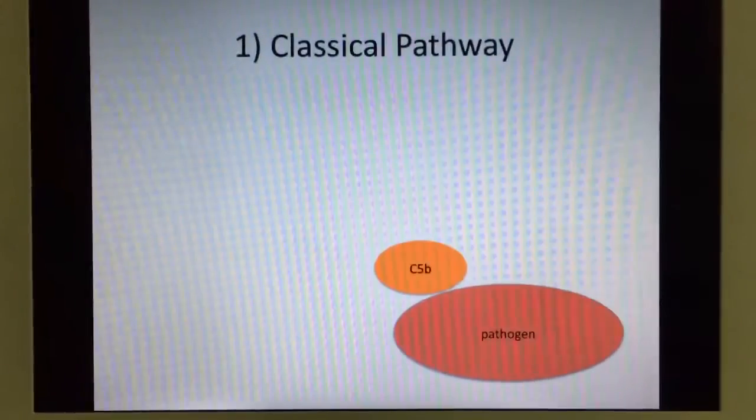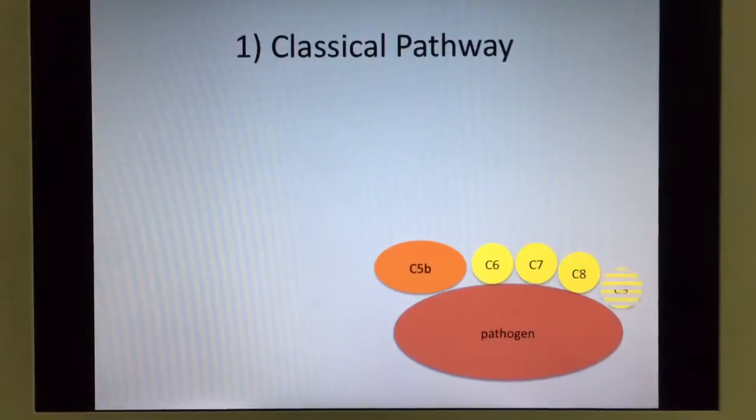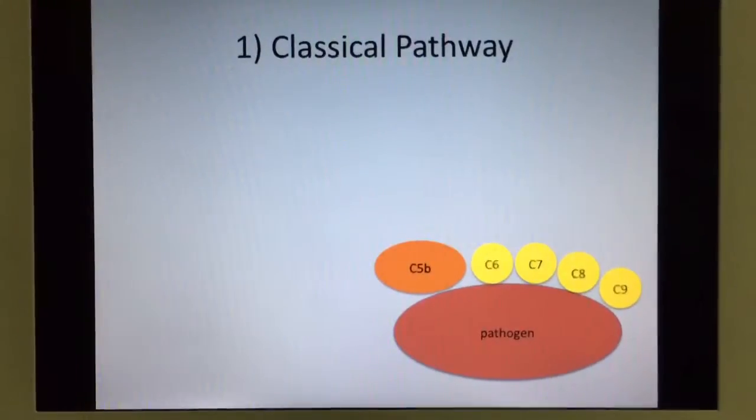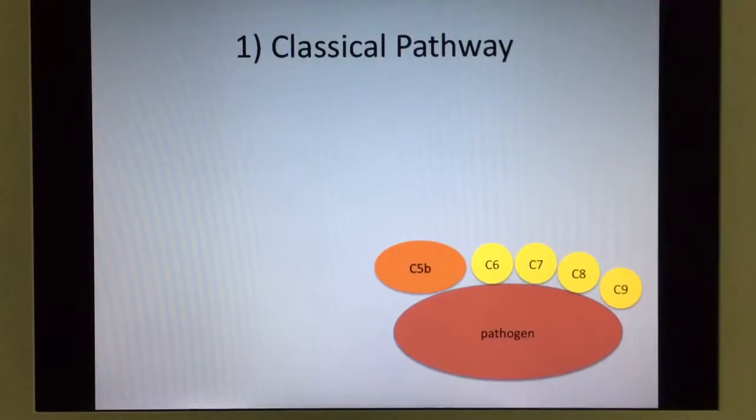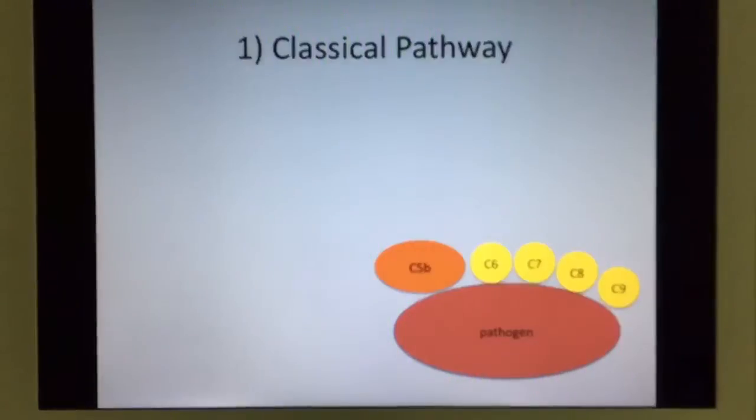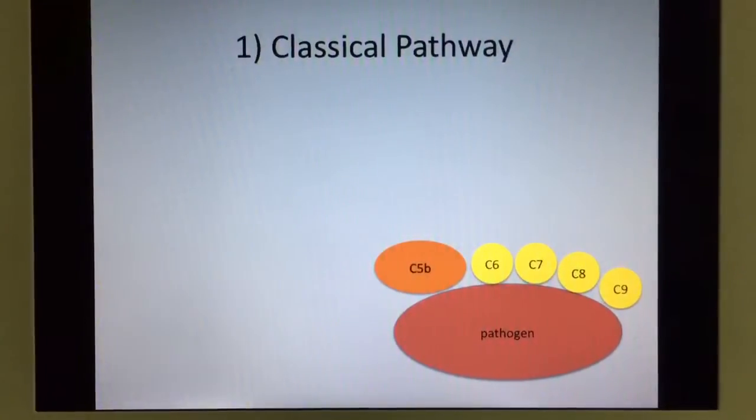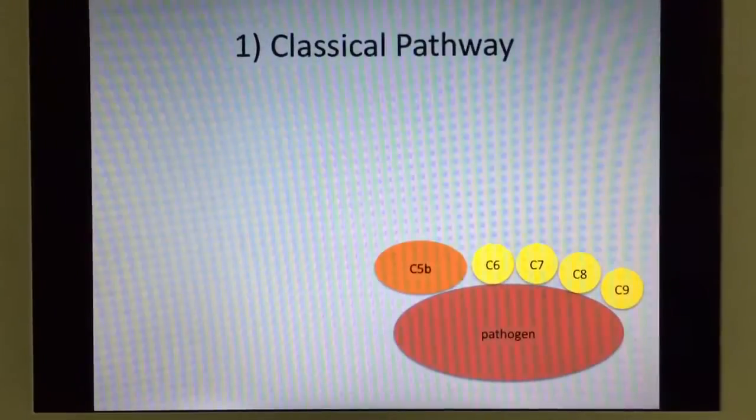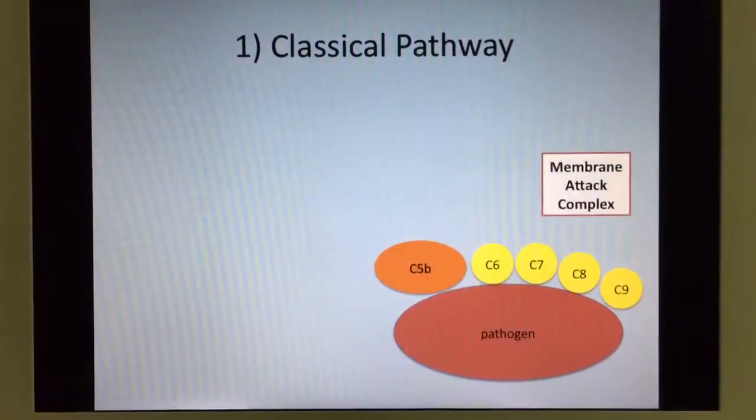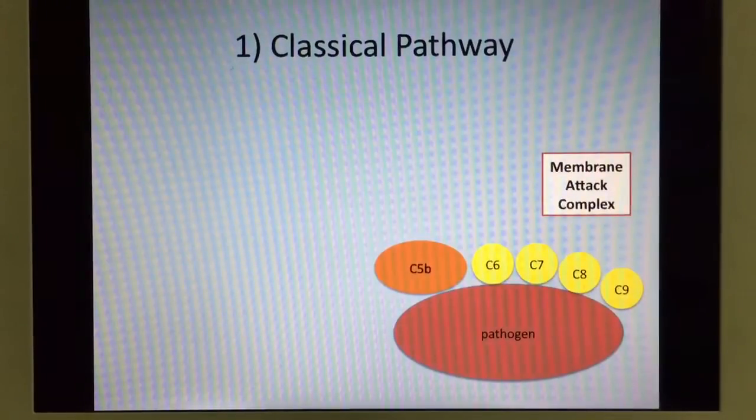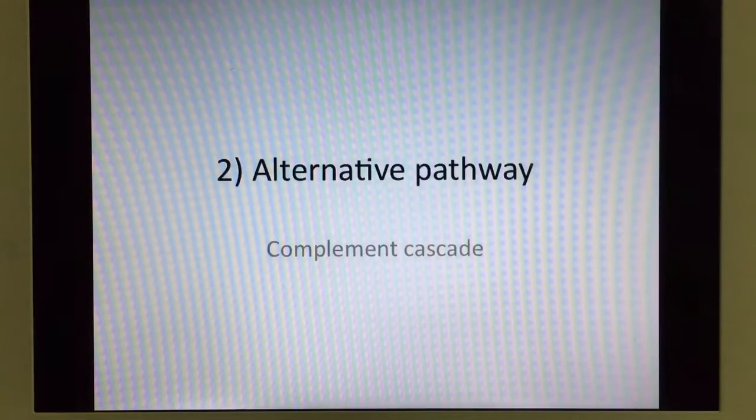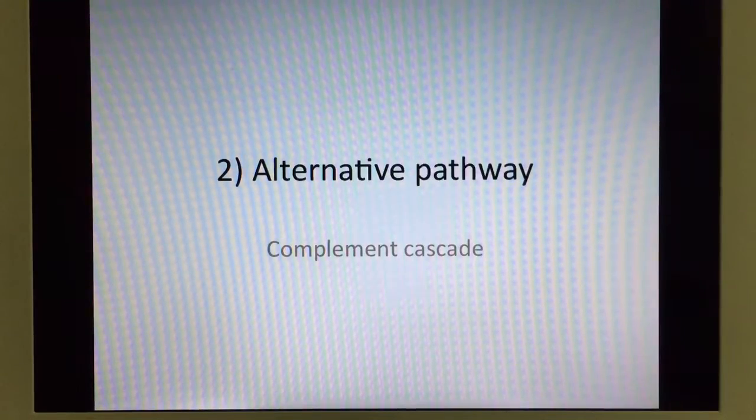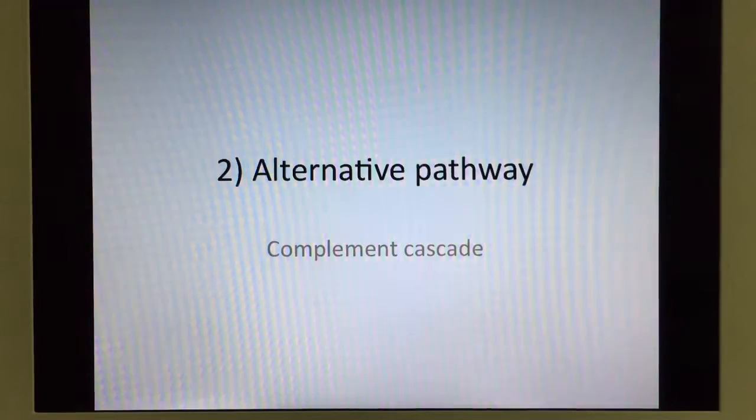C5b binding to the pathogen surfaces will cause C6, C7, C8 and C9 to form a membrane-attack complex that creates a pore on the cell membrane of pathogens that disrupts the ionic and osmotic balance and kills the pathogen. Here we have come to the end of the classical pathway of the complement cascade. Let's move on to the second pathway, known as the alternative pathway of the complement cascade.